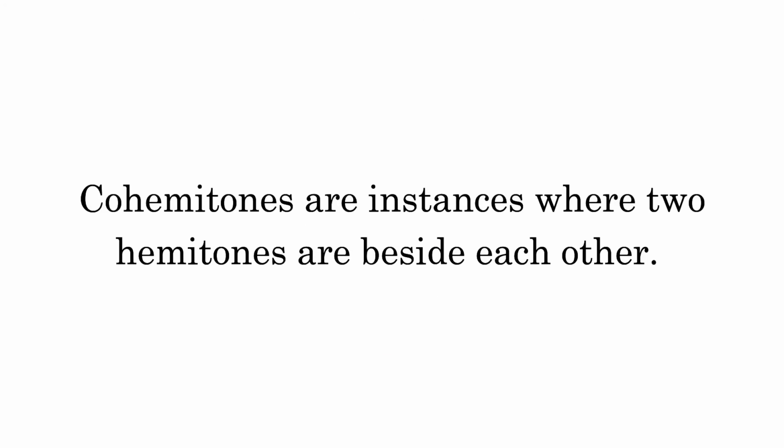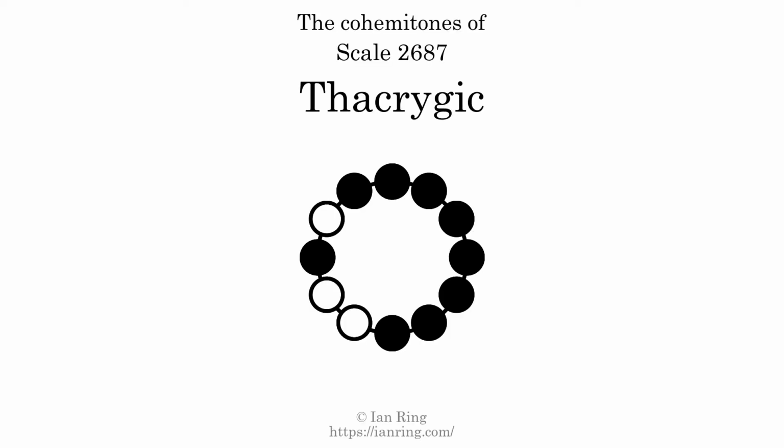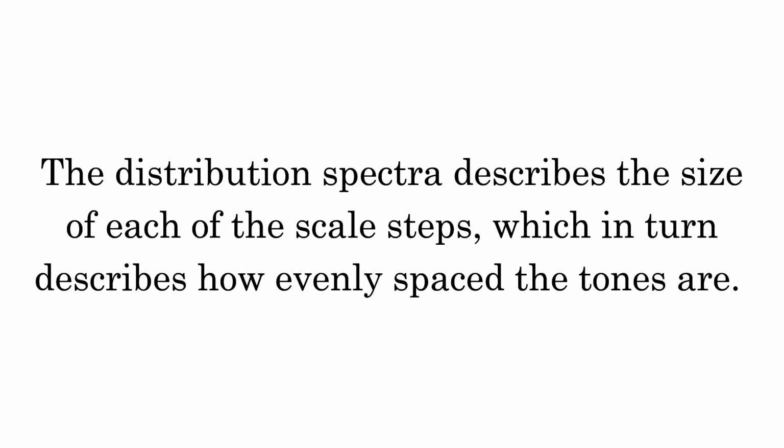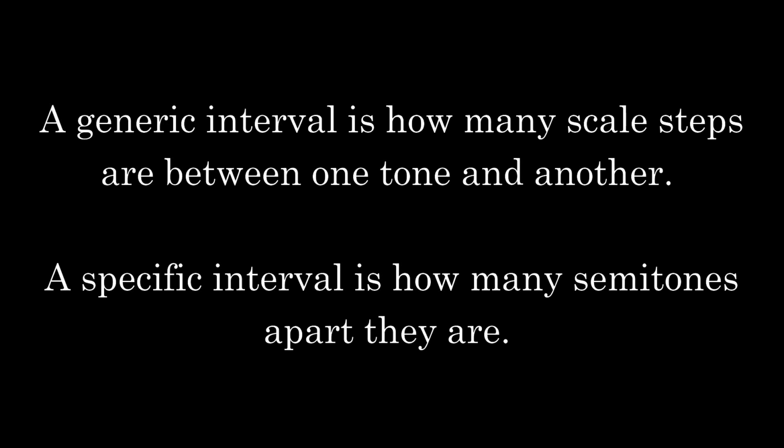Cohemitones are instances where two hemitones are beside each other. This scale has 6 cohemitones. They are at positions here, here, here, here, here, and here. The distribution spectra describes the size of each of the scale steps, which in turn describes how evenly spaced the tones are. A generic interval is how many scale steps are between one tone and another. A specific interval is how many semitones apart they are.